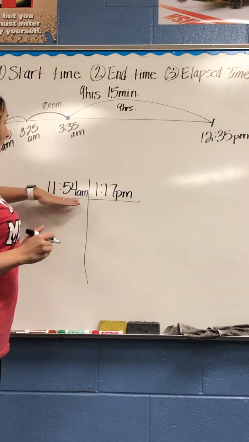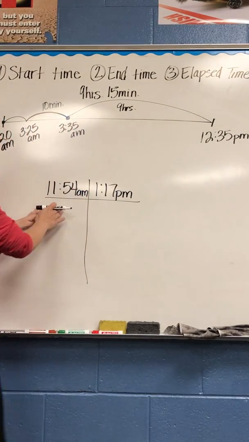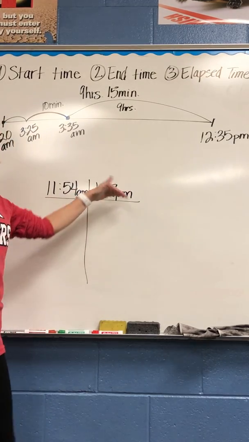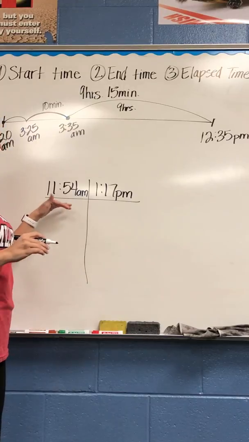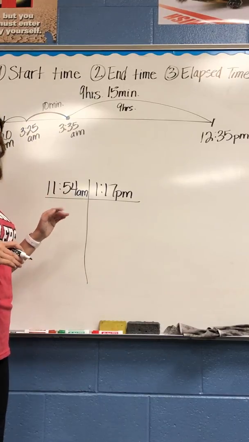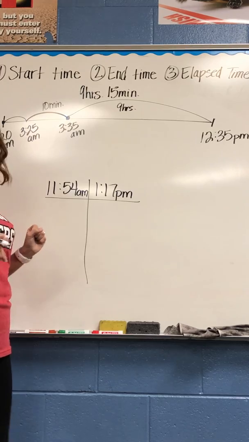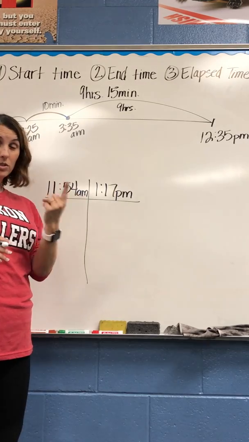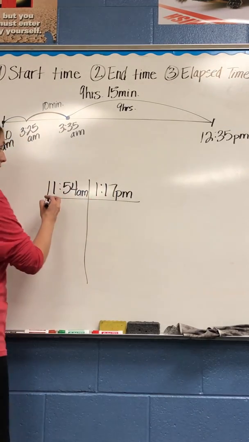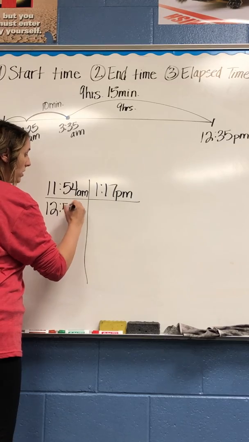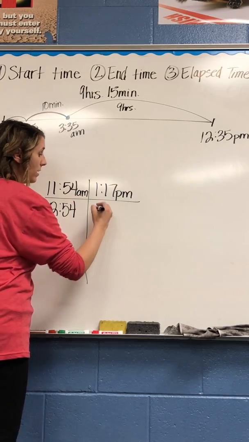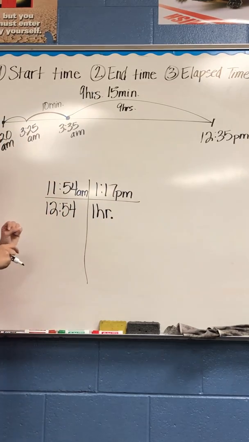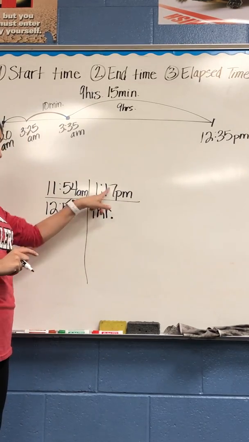So I need to figure out how many hours I can count by without going past 1:17 in the afternoon. So 11:54, I'm going to count by hours. 12:54, and then I can't even go to 1:54 because that would be past it. So I'm going to write 12:54 right here, and I'm going to bank 1 hour. That's how far I went to get to 12:54. I can't go another hour because it would take me too far.